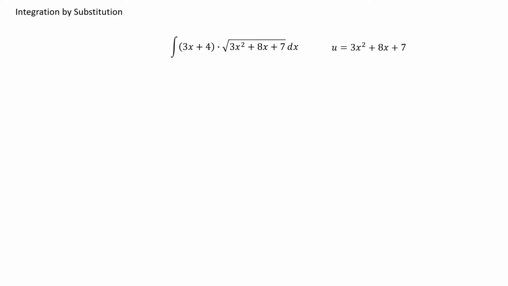Now, here's how substitution works. Once you've chosen your U value, you then take the differential of both sides as shown. Essentially, take the derivative of your guess. By the way, this would be the same as this statement here. The derivative of U with respect to x, or the derivative of my choice that I've chosen for U, is 6x plus 8.